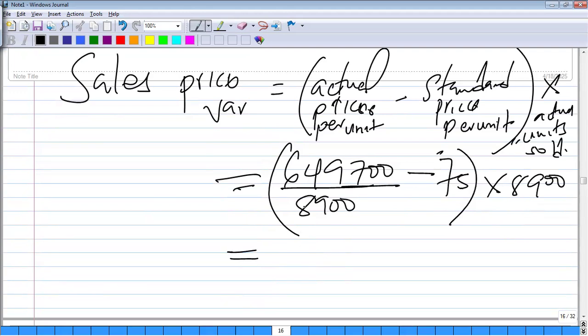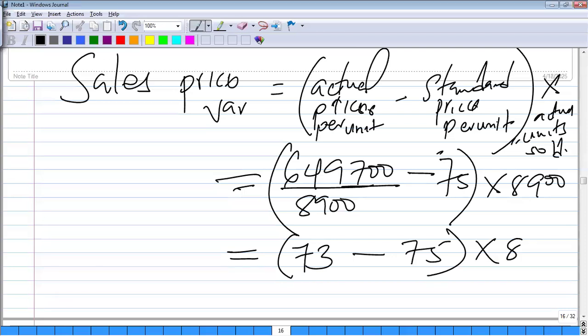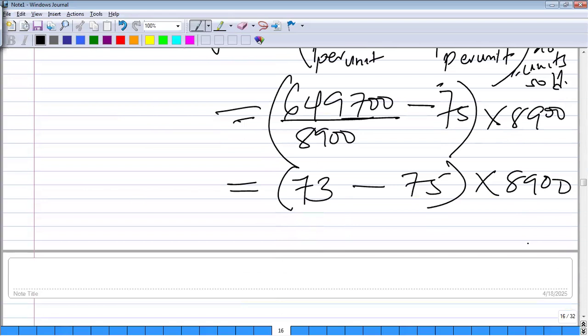What do we get from this fraction? 73 minus 75. Why am I doing this? So that we can decide if it is favorable or not, times 8,900. Is it adverse? Is it favorable? Adverse of how much? 2 times 8,900.